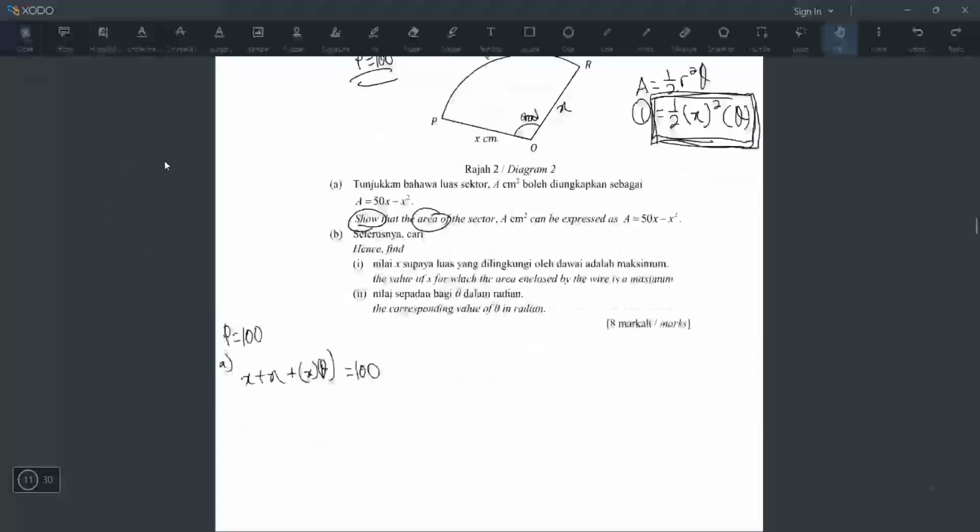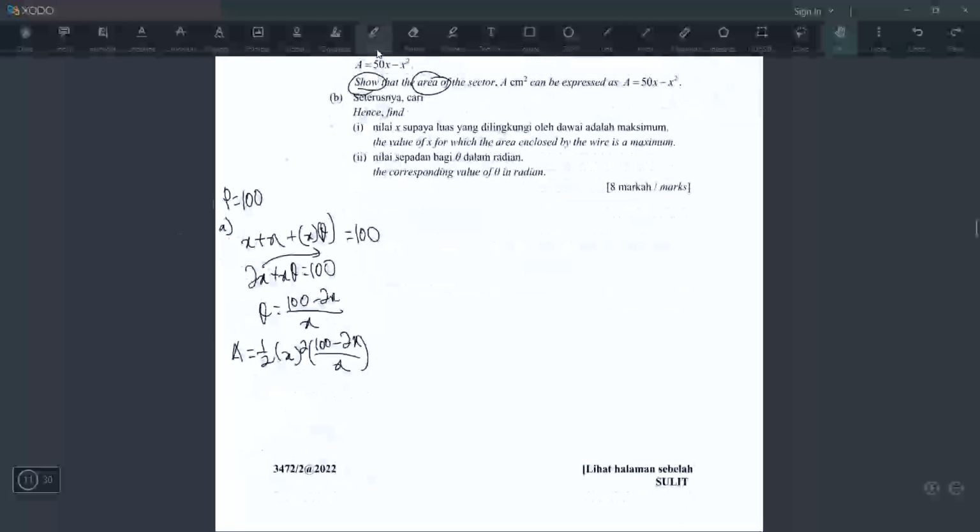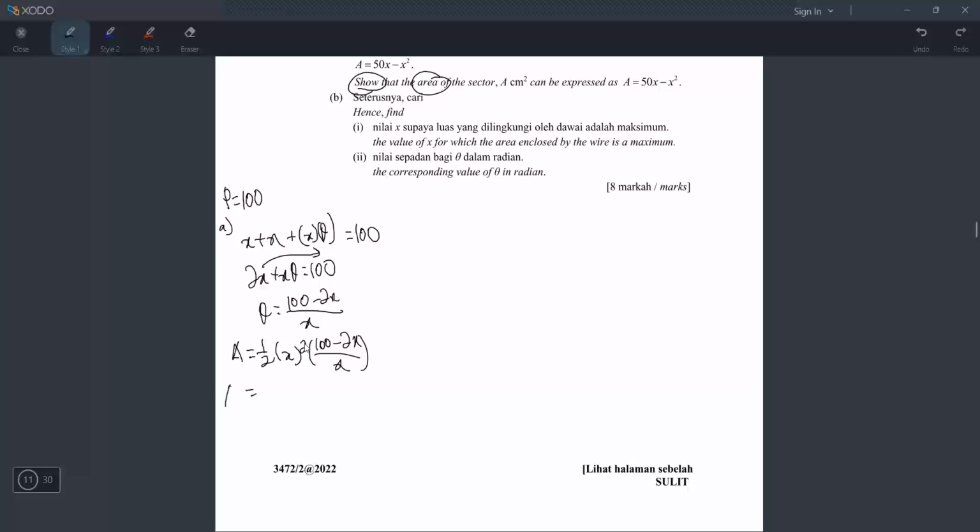So now you can actually find the theta, right? How to find the theta? x plus x is 2x, so 2x plus x theta equals 100. So how to find theta? 2x when you move there becomes minus, and then times x becomes divide like this. The reason why I do it like this is I want the theta to disappear later when I find the area. So now when I find the area, instead of writing 1 over 2 x squared theta, I will write 1 over 2 x squared, and I will put this 100 minus 2x over x. Can you see it's already in terms of x? So now I just simplify further, then I can get the answer.